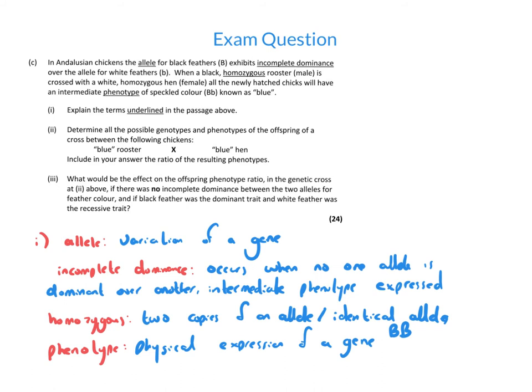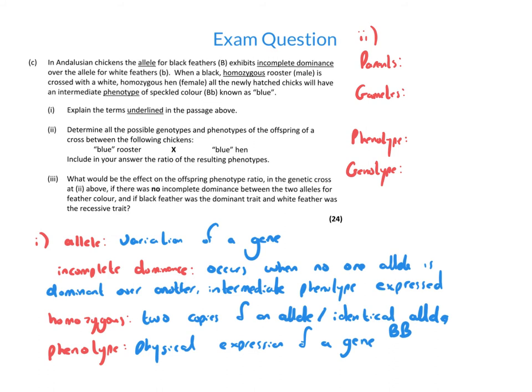Now the second part, I'm going to have to do this up at the top just so I don't run out of space. It says, determine all the possible genotypes and phenotypes of the offspring of a cross between the following chickens. We have a blue rooster and a blue hen. So I'm just going to lay this out like I did before. We have our parents, gametes, then we'll have our Punnett square, and then our phenotype and our genotypes down there as well.